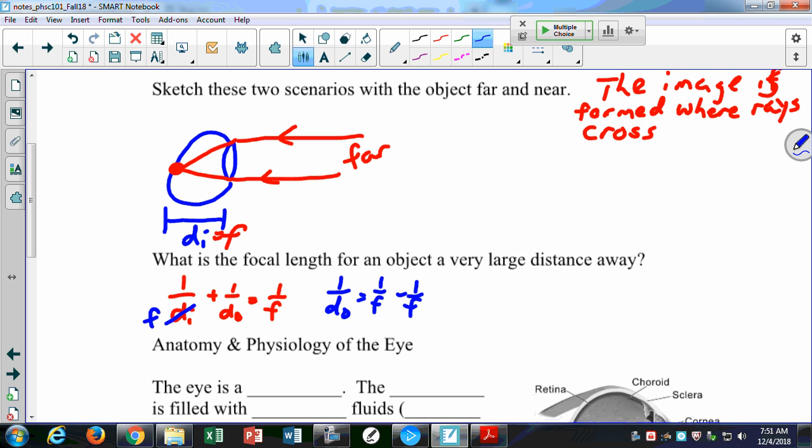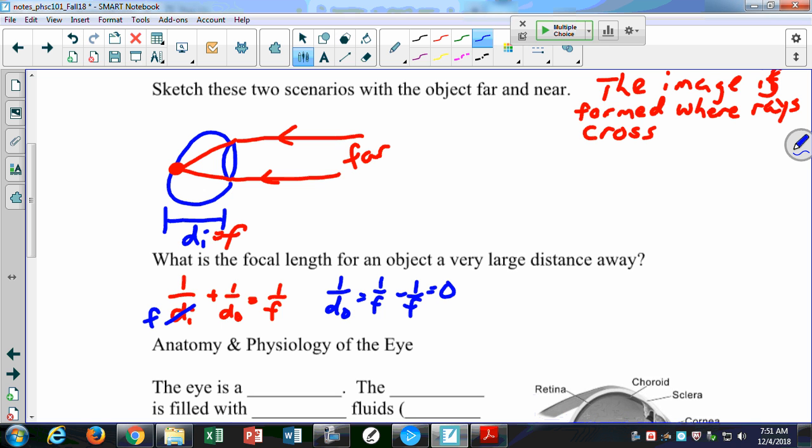So if DI is equal to F, then I can rewrite this. I just replace DI with F. And I get 1 over DO equals 1 over F minus 1 over F. And 1 over F minus 1 over F, of course, is equal to what? Not 1, 0, right. And so I get 1 over DO is equal to 0. Well, how do I get 1 over DO equal to 0? What does that tell me about DO? That it's a small or a big number? If I have 1 over a number, and that's equal to 0, what must that number be?